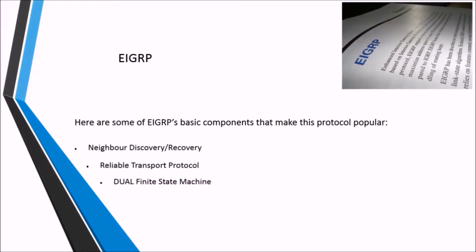The DUAL finite state machine embodies the decision process for all route computations. It tracks all routes advertised by all neighbours. This information is then used to find the most efficient loop-free paths. DUAL also checks the topology, if a new route needs to be established, by looking for other neighbour routers that advertise the destination rather than computing an entire new routing table.